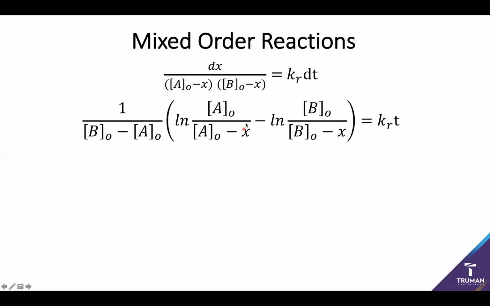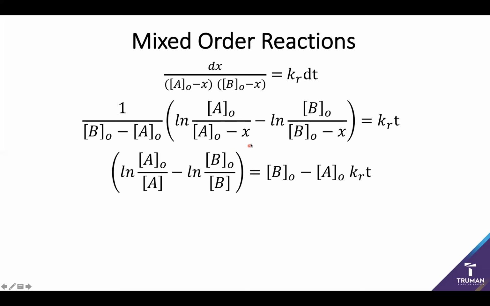And then inside you have terms that have the natural log dependence of A naught over A naught minus X, and the same thing with B, where it's again going to depend on, one way to view it, the initial concentration of A and the final concentration of A, initial concentration of B and final concentration of B. But again, all put in terms of the extent of reaction.